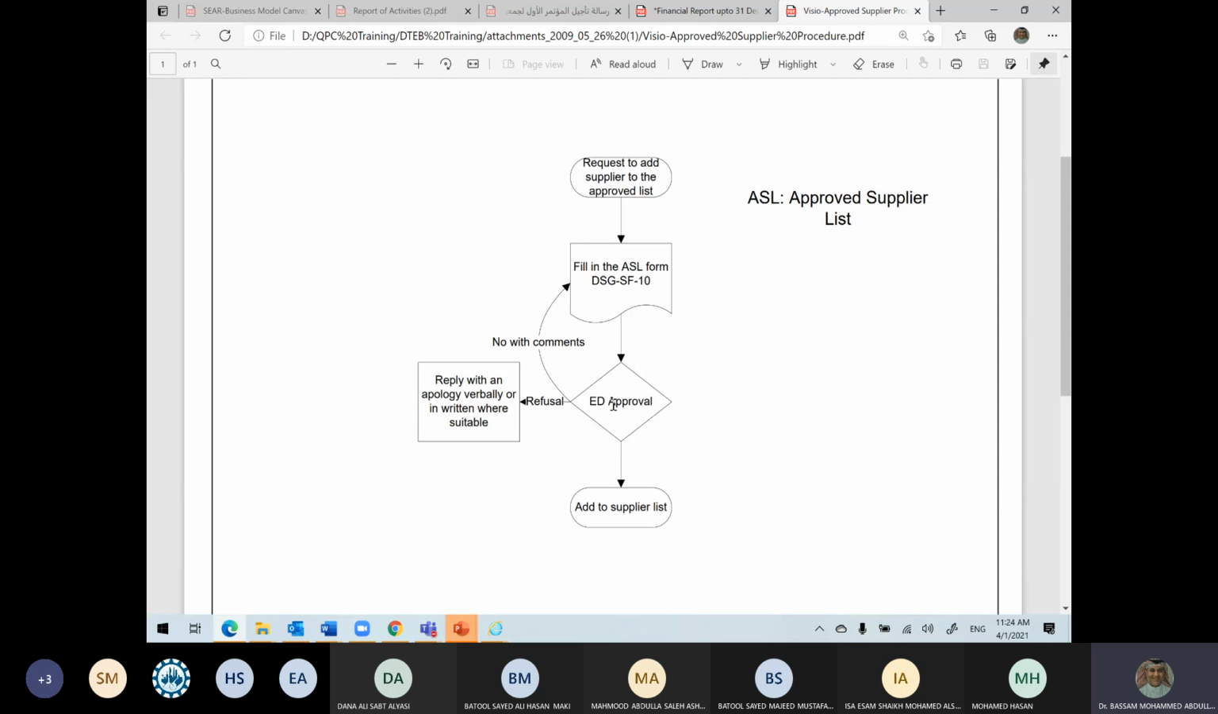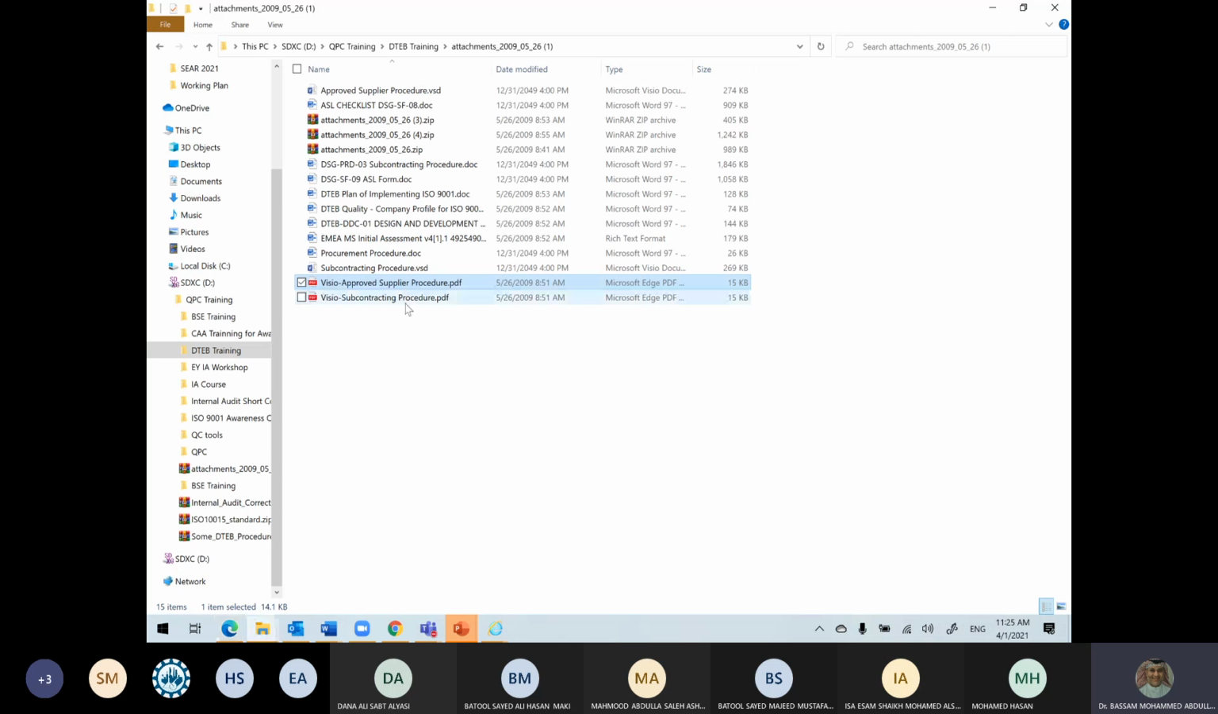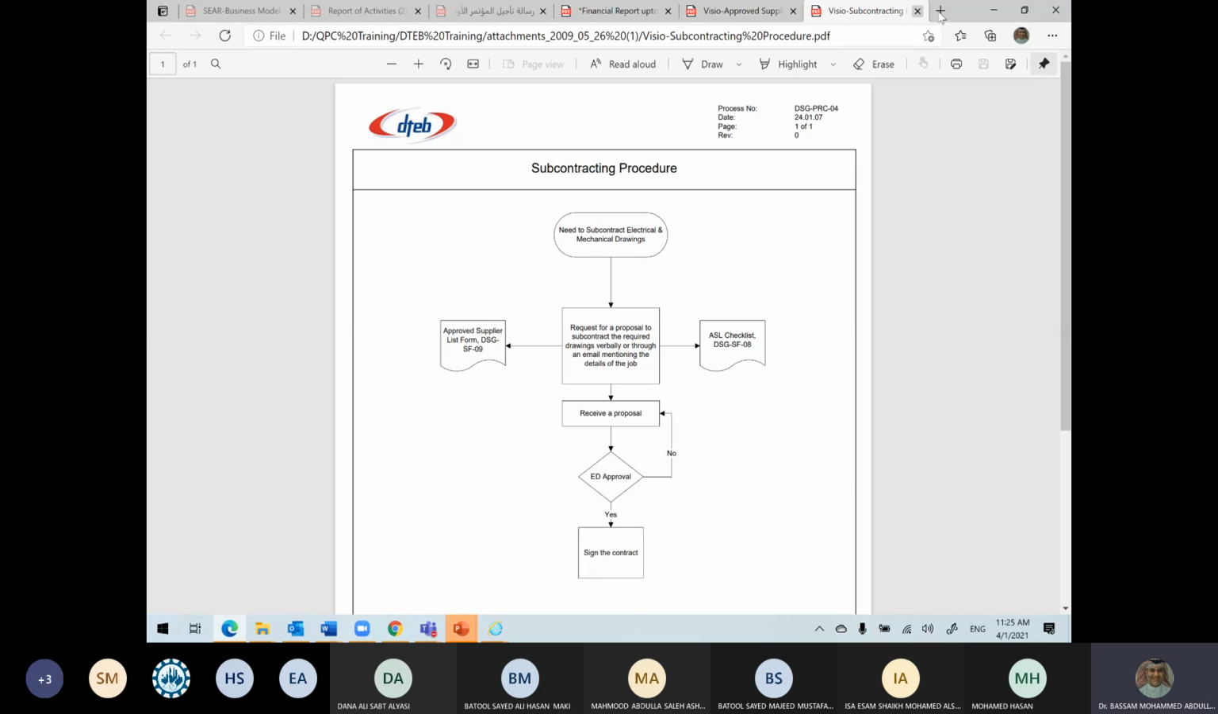And then it's going to go to the executive director approval, the ED approval. Now the ED approval, he's going to review the form of the new approved supplier, to approve them to be an approved supplier. No with no comments, or refusal, reply with an apology, or add to the supplier list. So that is a process of how to approve new suppliers. What else do we have? I think so. We already went through this.